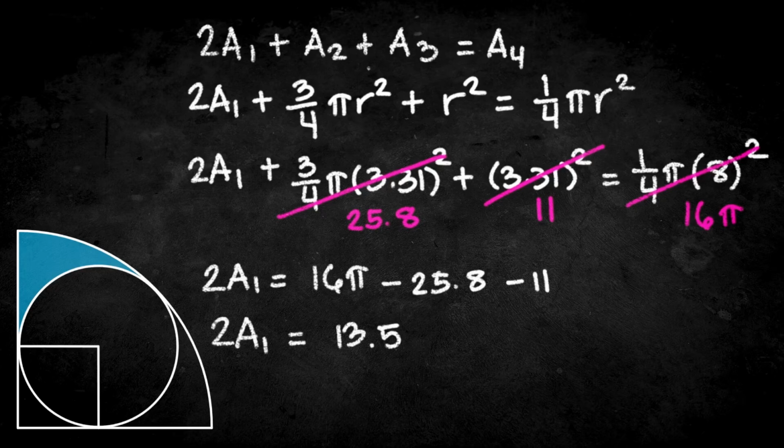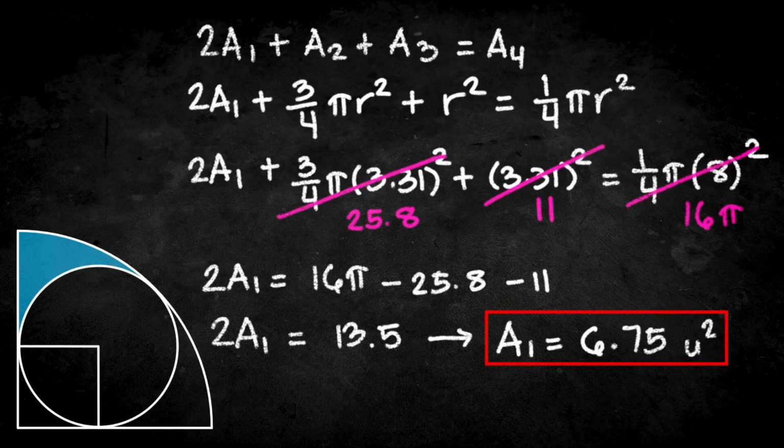Finally, divide both sides by 2. The value of area 1 is 6.75 square units. That's the area of the shaded region.